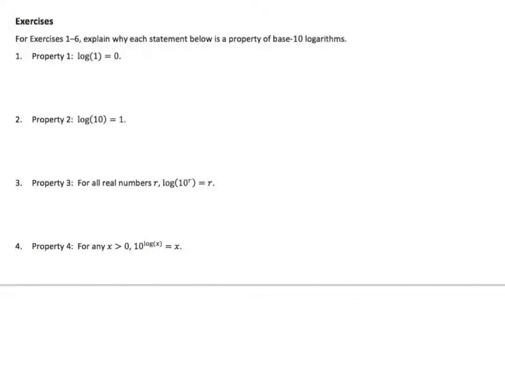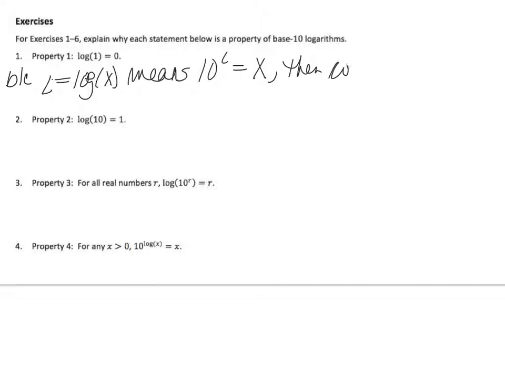Okay, some exercises for us. For exercises 1 through 6, explain why each statement below is a property of base 10 logarithms. So property 1 says log of 1 equals 0. All right, so basically, because L equals log x means 10 to the L equals x, then when x equals 1, L equals 0.